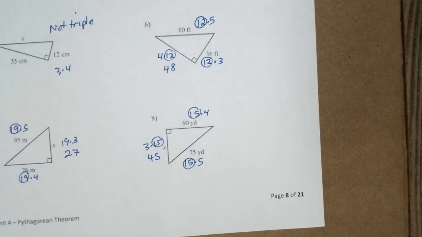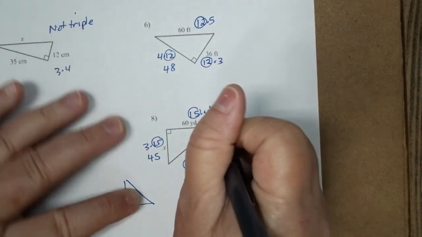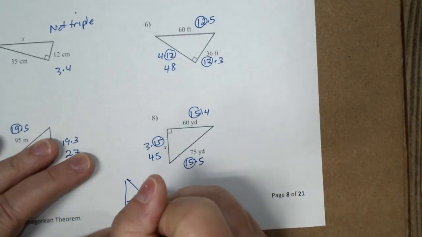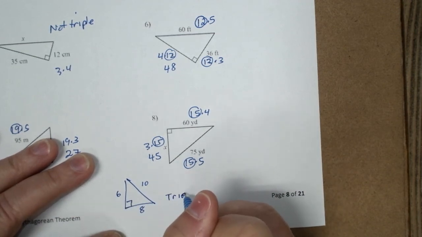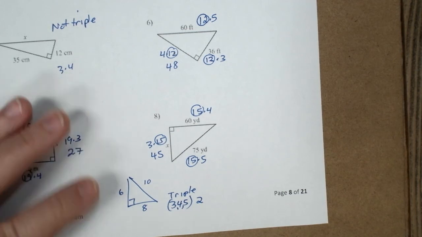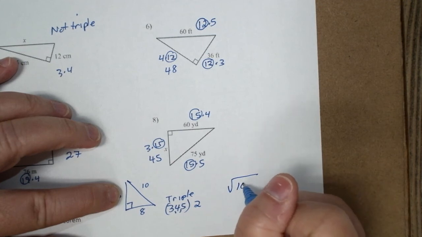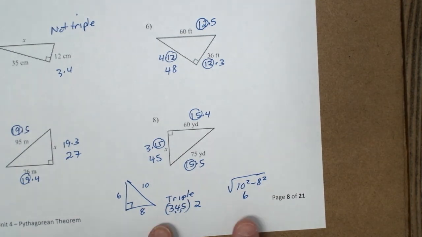When you are working on your problems tomorrow, see if any of them are triples. If they are, here's what I would do as shown work. You can actually write it just like this, and that would be sufficient shown work. Or if you had a 10 and an 8 and you put a 6 here, you would write triple 3, 4, 5 with a scale factor of 2, and that is enough shown work. If you didn't have this 6 and you went back to 10 squared minus 8 squared and you got 6, that is more than fine. Those are the two options of shown work.